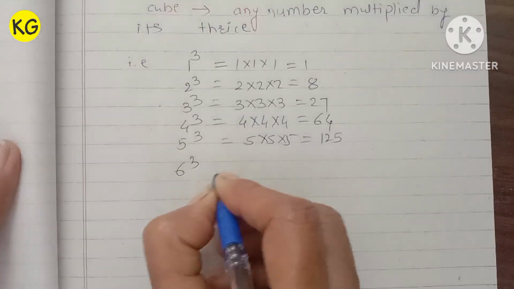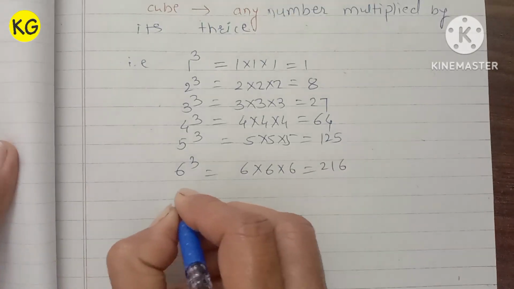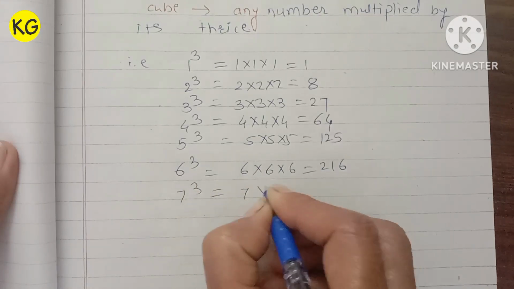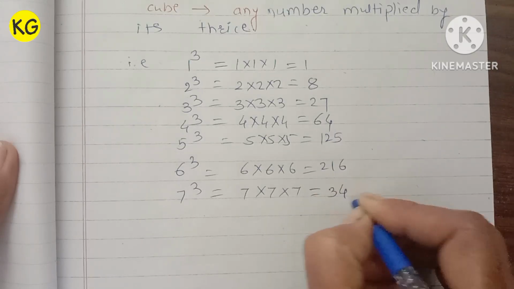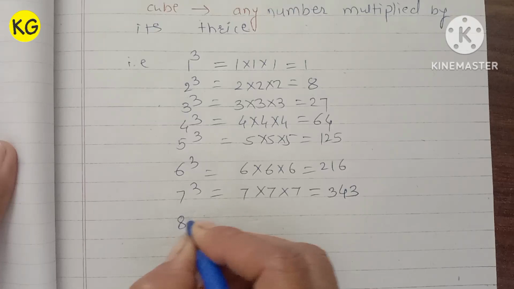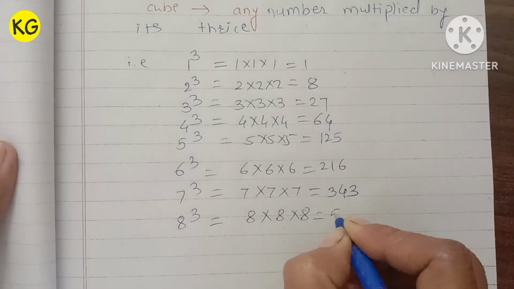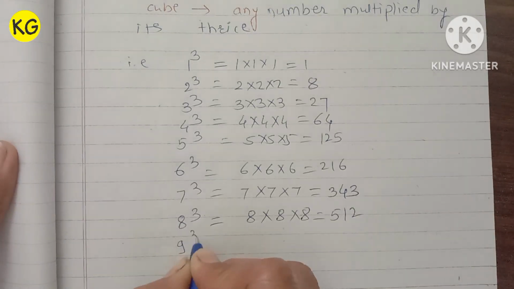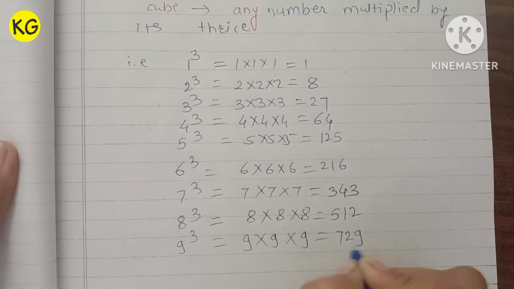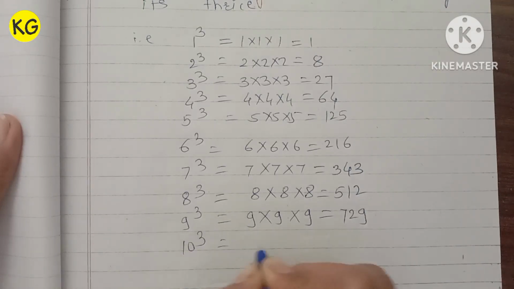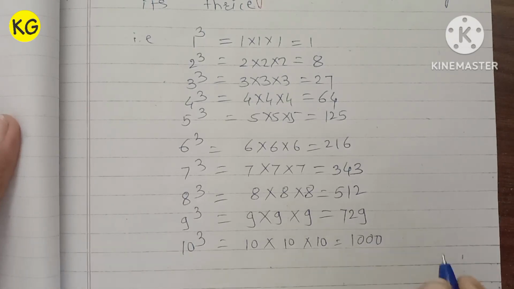Cube of 6, 6 into 6 into 6, that is 216. Cube of 7, 7 into 7 into 7, and that's equal to 343. Cube of 8, 8 into 8 into 8, that is 512. Cube of 9, 9 into 9 into 9, that is 729. Cube of 10, that is 10 into 10 into 10, that is 1000.